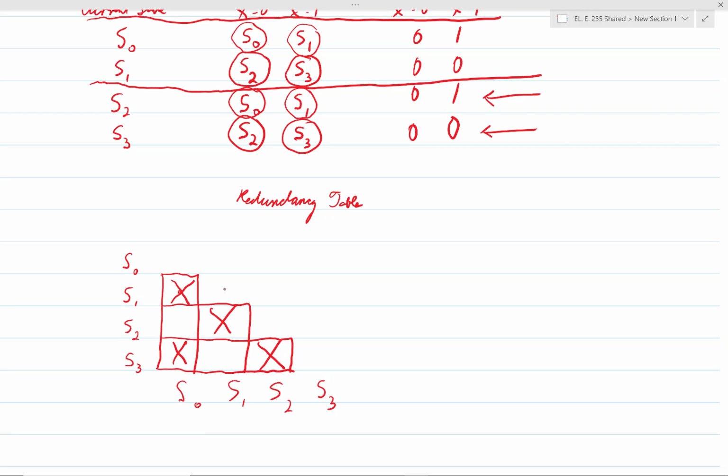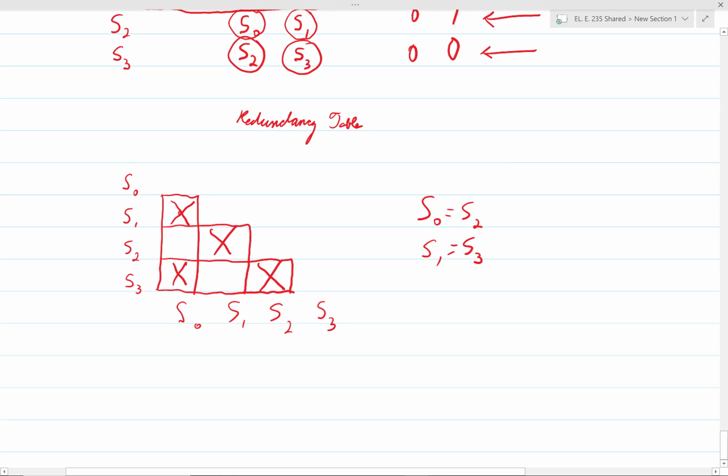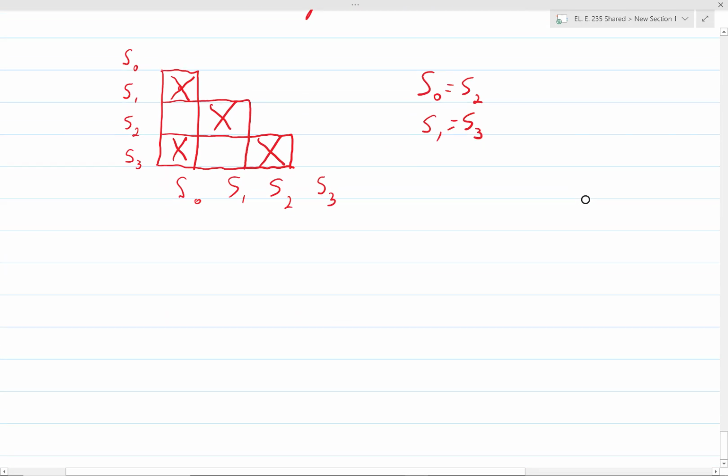So when we finish the redundancy table, we have not reached any contradictions to the possibilities that S0 is equal to S2 and S1 is equal to S3. So instead of using 4 states with this problem, we really only need 2. And if you think about it, it makes sense.